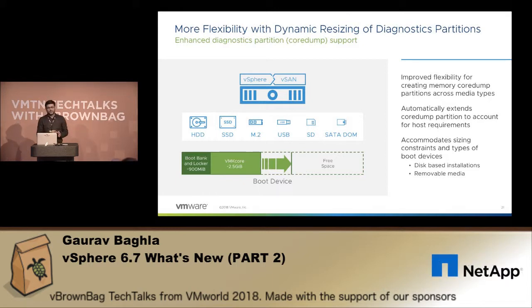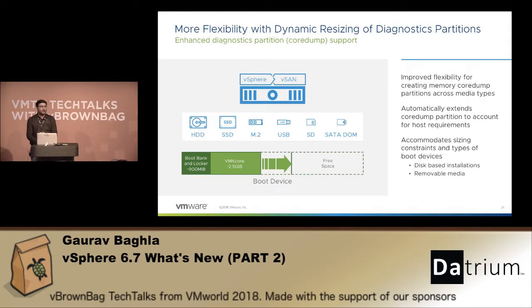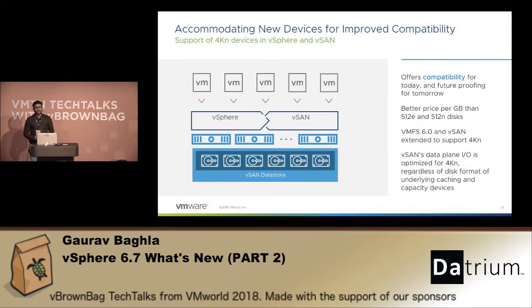So with 6.7, that is possible even at the time of upgrade or at the time of a greenfield deployment. You have a scratch partition of 4 GB. So all your logs data or any other logging still persist back to your vSphere logging.